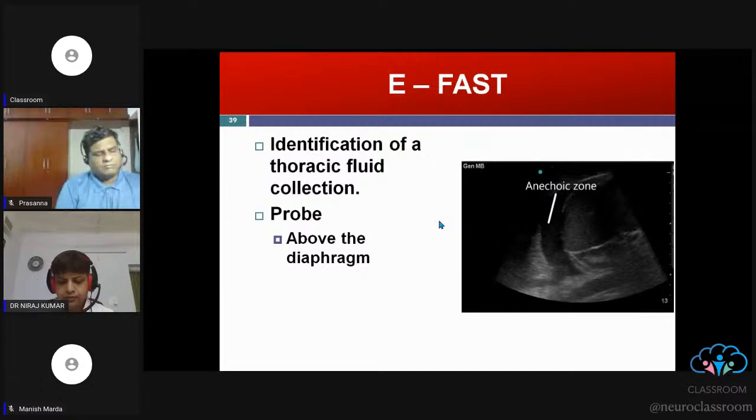And one more thing, if the FAST is positive and the patient is hemodynamically stable, then you can do further investigation, like a CT scan. But if the patient is FAST positive and hemodynamically unstable, the patient is deteriorating, then you have to rush towards the OT for exploration. You cannot waste your time doing further investigation. So the concept is very simple. FAST positive, patient hemodynamically stable, you do a CT scan. If the patient is FAST positive and unstable, then you have to shift the patient to the OT setup.